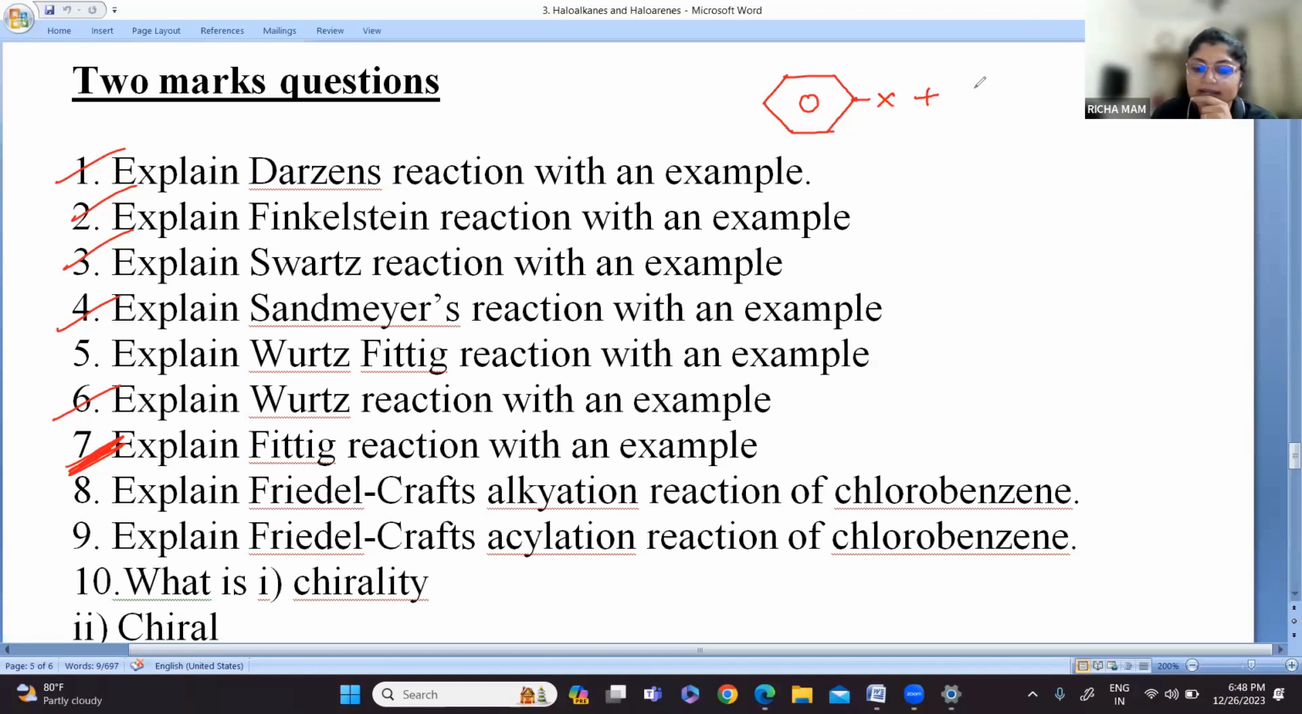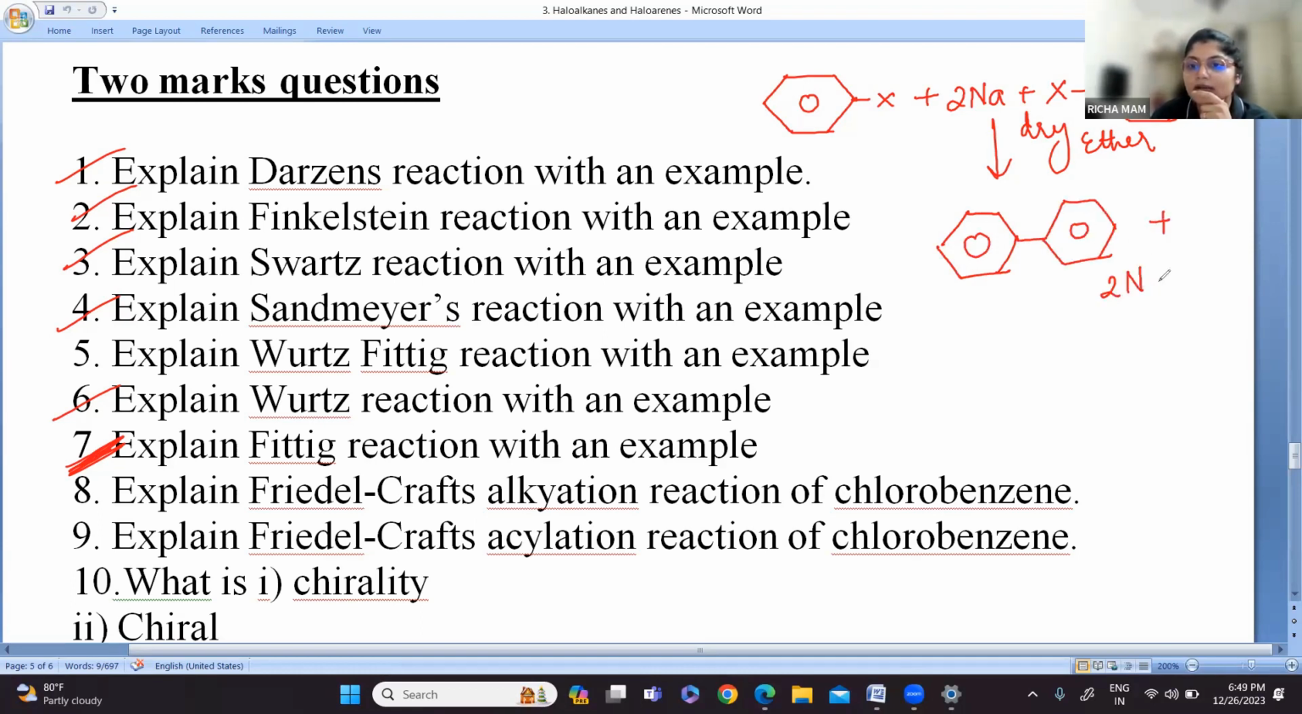So aryl halides, when they react with sodium metal in the presence of dry ether, what will I get? What will be the product, students? Is it right? I get a diphenyl. Yes.